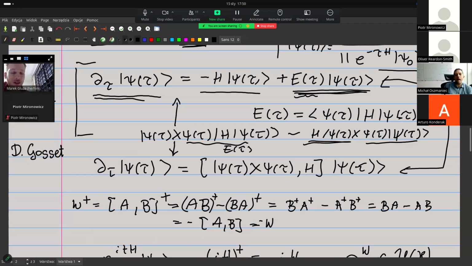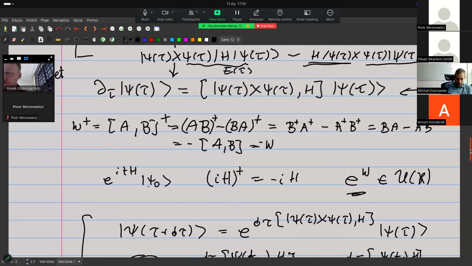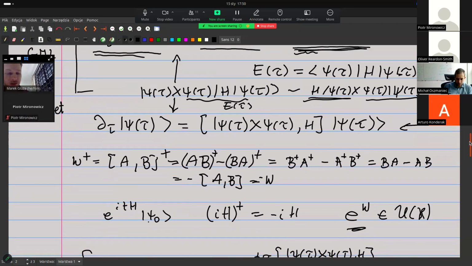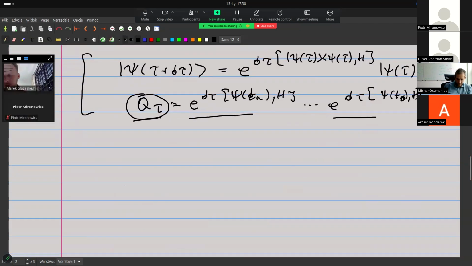So this is just a better form to represent imaginary time evolution if we are aiming for this quantum imaginary time evolution with Q of tau. Okay. If there are no questions on this, let me tell you a little bit more why this was exciting for me once I realized the meaning of it.